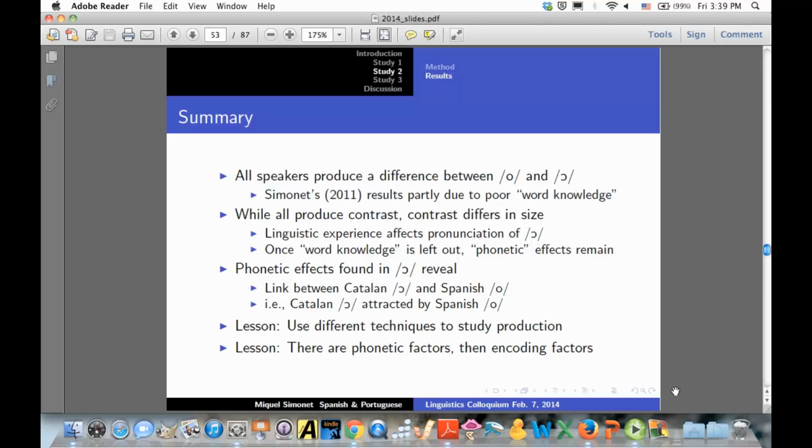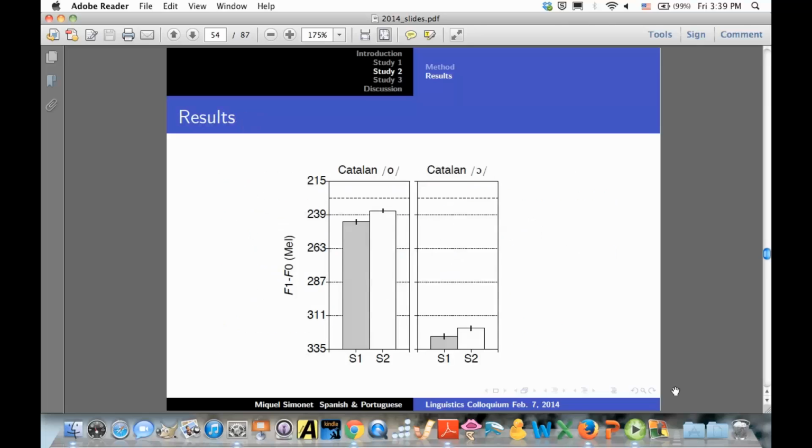So that Catalan A and Spanish O are linked, and Catalan A is attracted to Spanish O, or to Catalan O at least. It's brought up. One simple lesson: let's use different techniques to study production because it will give us different kinds of data, and we will be learning different things. And another lesson is that there are phonetic factors, and these are different from word knowledge or encoding factors. This is what matters most to what I wanted to talk to you about.